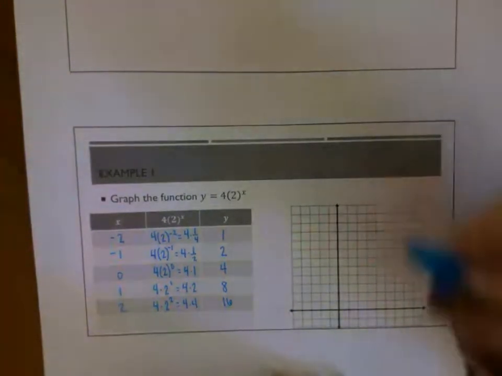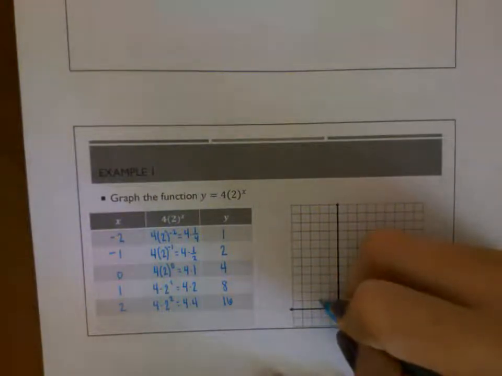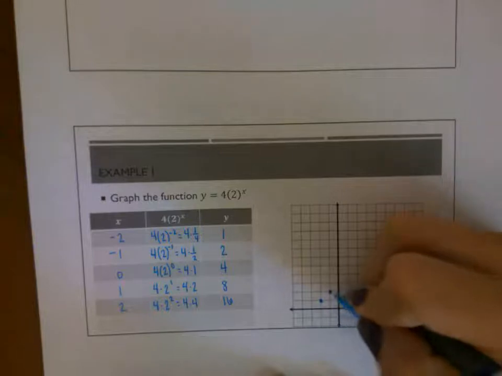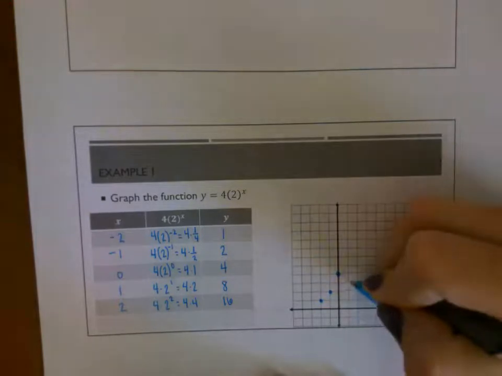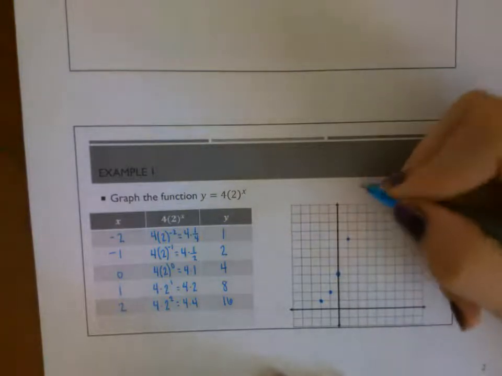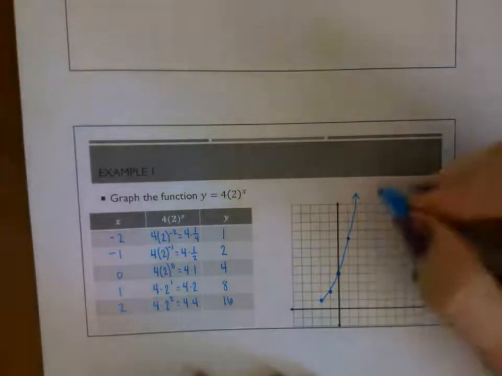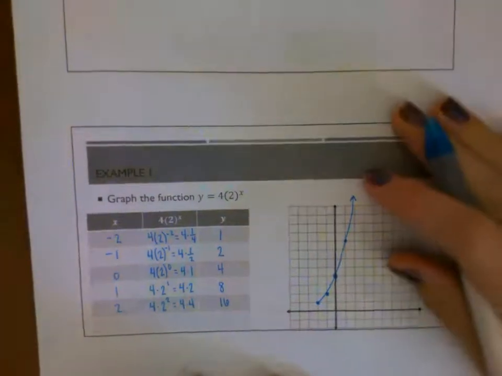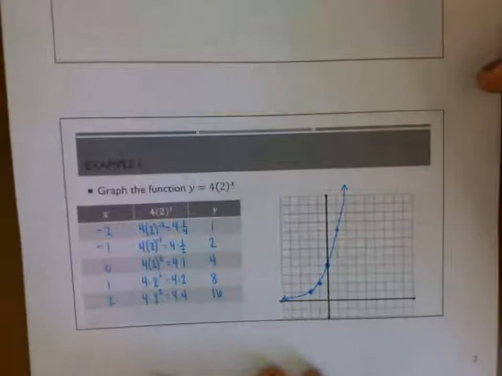Let's keep going. So I'm going to graph these points: (-2, 1), (-1, 2), (0, 4), (1, 8). And then actually (2, 16) is going to go off the graph, so I'm just going to do my best. And notice that this curve is a little bit less severe until I turn it this way. Then it's going to go like this, and it's going to taper off toward the x-axis. So that would be the graph of 4 times 2 to the x.